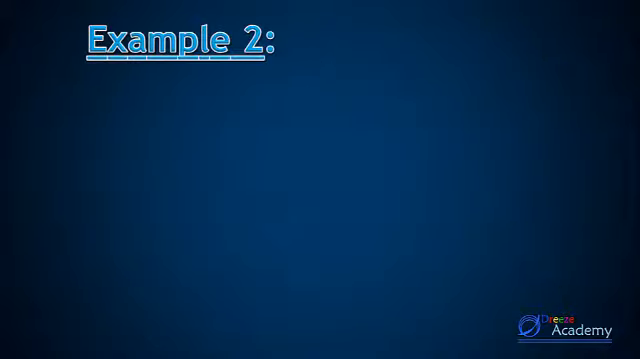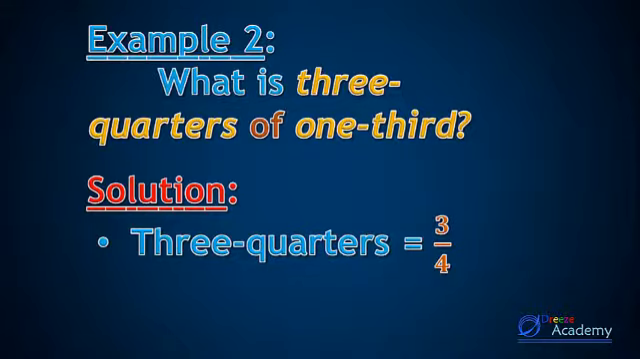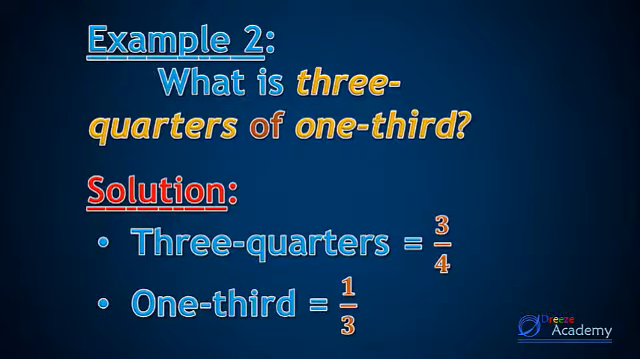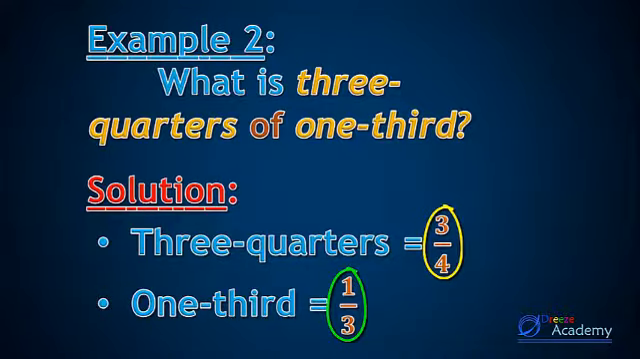Let's look at another example. What is 3/4 of 1/3? Here is the solution. 3/4 is equal to 3/4 and 1/3 is equal to 1/3. Since we could see, as earlier described, that fractions of is multiplication, we would therefore multiply these fractions like we did in the previous example.